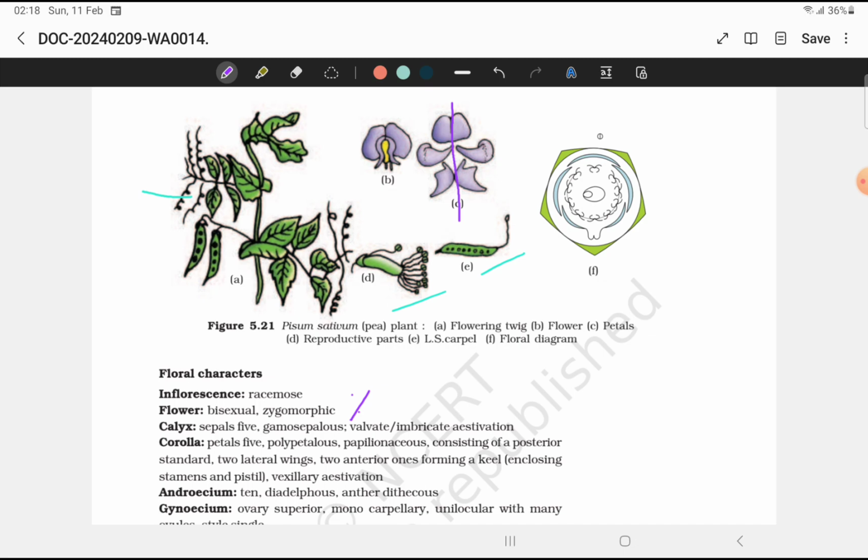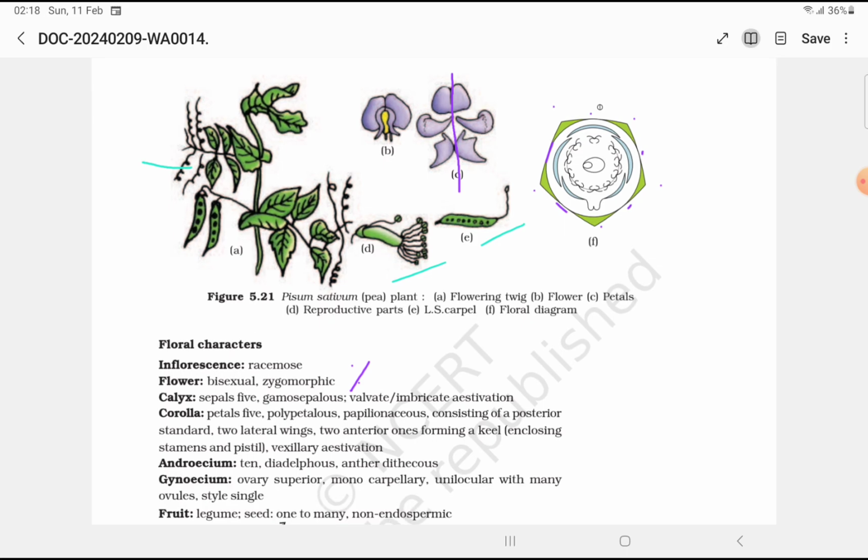Calyx, sepals 5. Okay, sepals 5, here it is 1, 2, 3, 4, 5. And all the sepals are united. You can see this area which is united. So it is united, gamosepalous. Valvate or imbricate aestivation. The valvate condition means the margins are just touching each other, neither overlapping nor being overlapped by the previous one.